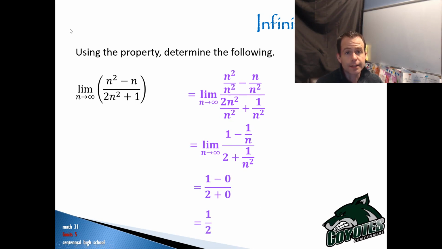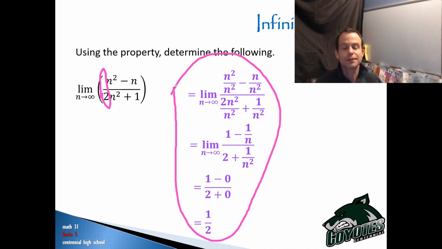Now, again, some of you are saying, why would I ever do this when you taught me in 30-1 that when I have the same degree over the same degree, I just take leading coefficient divided by leading coefficient? You're right, but you're not communicating from a calculus perspective. This communicates from a calculus perspective what that horizontal asymptote is. And so yes, this is what I need to see if you are asked to determine these types of limits.